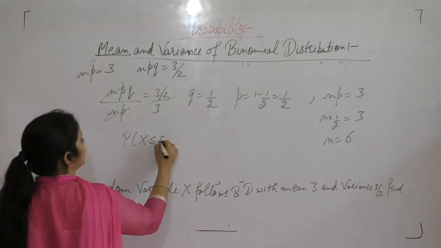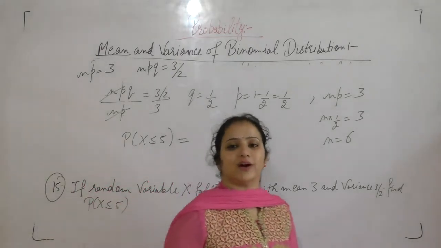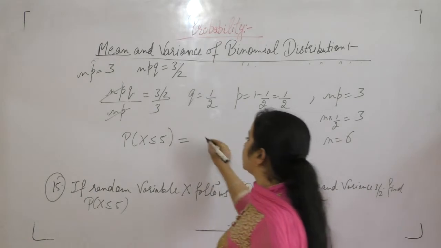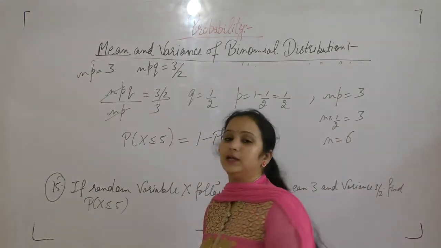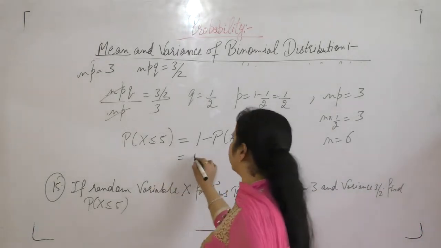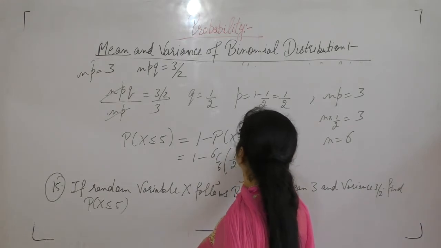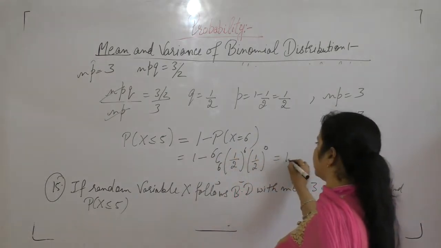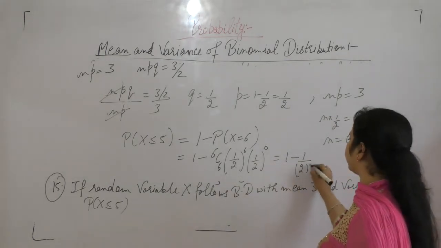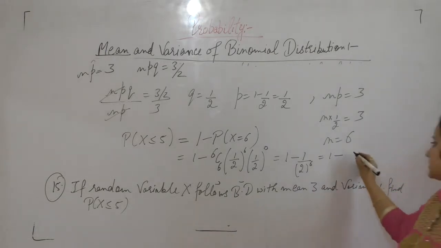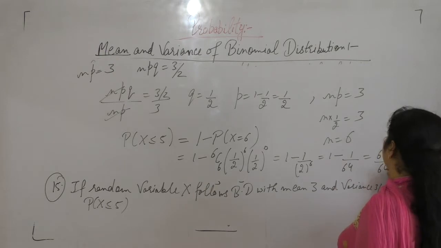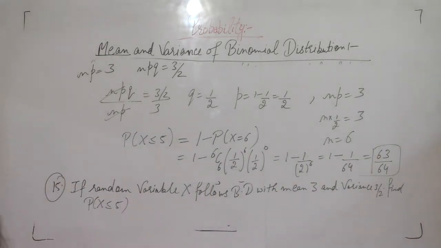Probability X is less than equals to 5 means X 0 to 5. Maximum terms we have 6. So from the total probability we will subtract the term for 6, then we get the probability from 0 to 5. 6C6 P^6 Q^0, 6C6 has value 1, 1 by 2 power 6. 2 power 6 is 64. Take the LCM. 63 by 64.